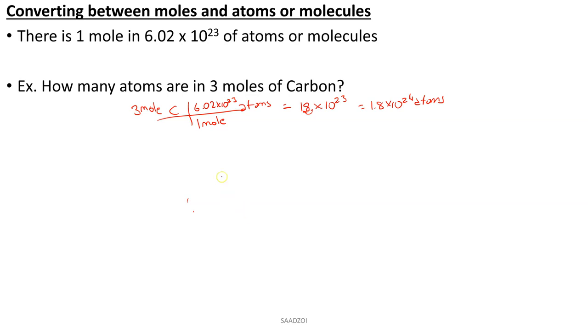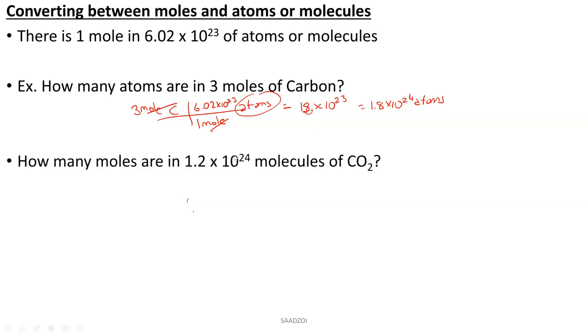Notice once again, the units cancel out. That's how you can always check if you did it correctly. The units cancel out, and whatever you're left with is what you're looking for. And that's exactly what happens here. All right, now we have 1.2 times 10 to the 24th molecules.